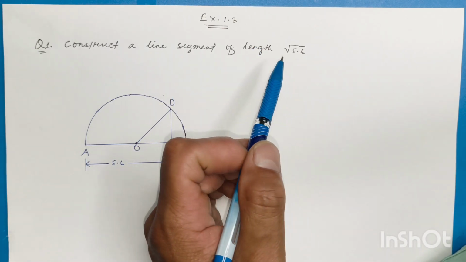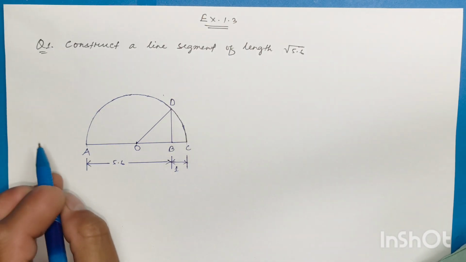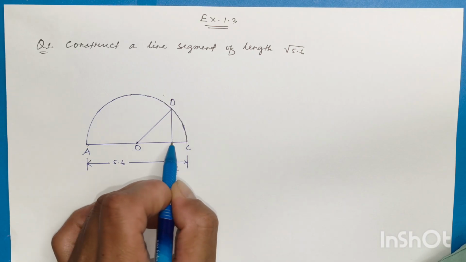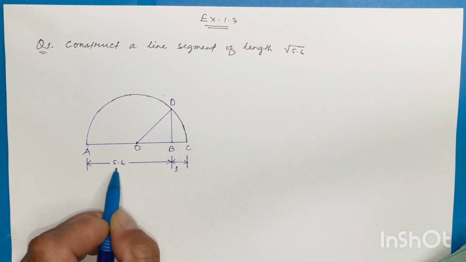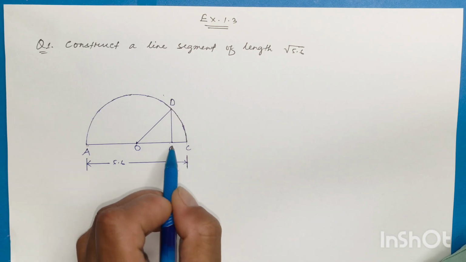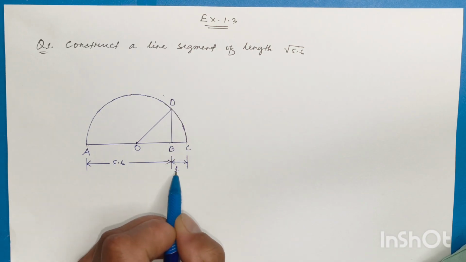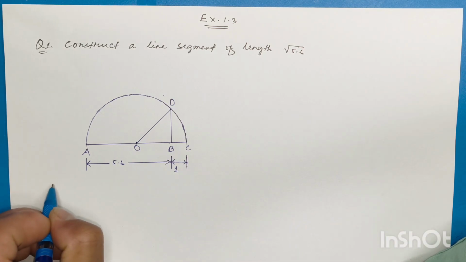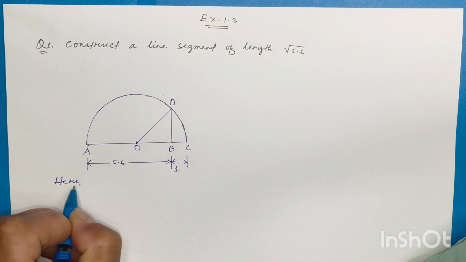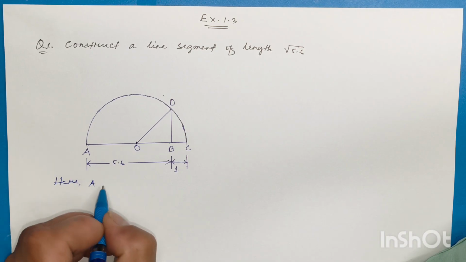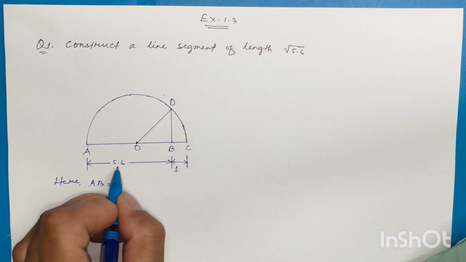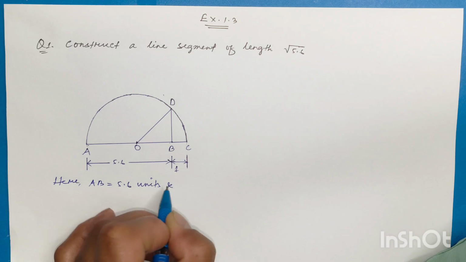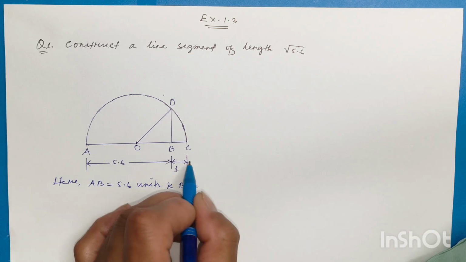So in order to construct this line segment, first let us draw AB equal to 5.6 units, and BC equal to 1 unit. Now here we can write AB equal to what? 5.6 units. And BC equal to what? 1 unit.